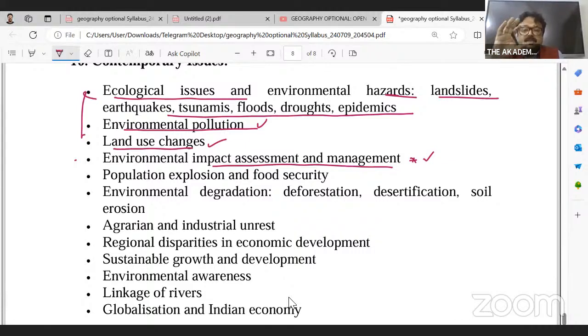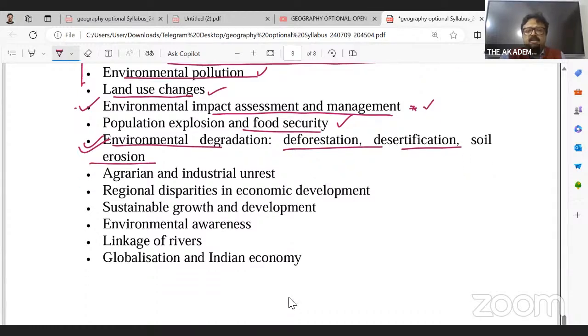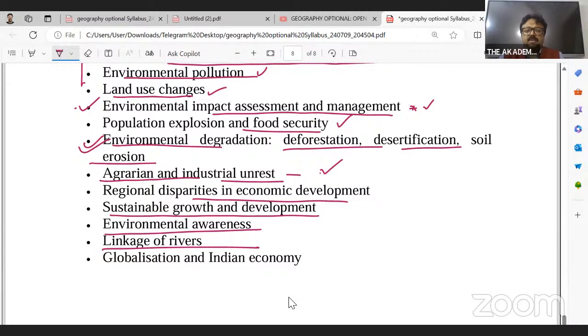Fine. So we'll discuss it in detail. Then you will find that it finds a place in your environment. So here also you can remove one bullet. Then population explosion and food security, again part of your geography. Environmental degradation, deforestation, desertification, soil erosion, again the part of geography. Agrarian and industrial unrest, it is part of geography, isn't it? And somewhere you have to study it, right. Then regional disparity and economic development, sustainable growth and development, environmental awareness, linkage of river, globalization and Indian economy, again the social issue.